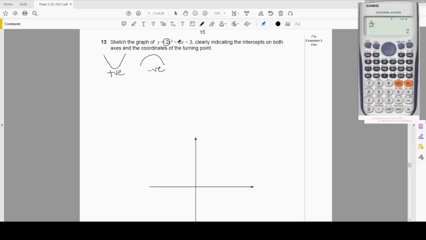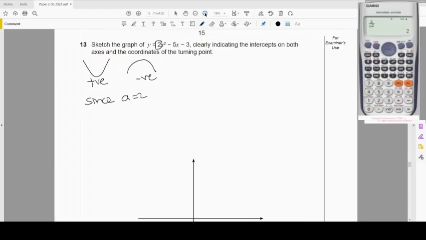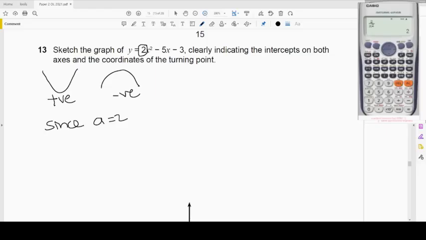One way I use to remember that is, if I'm positive, then I have a smiley face. If I'm negative, then I have a frowny face. Okay, so positive, smile, that means you're looking up. Negative, frowning, that means you're looking down. Okay, so here our number in front of the x squared is positive, so that means we will have a parabola that has a minimum turning point. So since a is equal to 2, and 2 is positive, it's greater than 0, the parabola has a minimum.